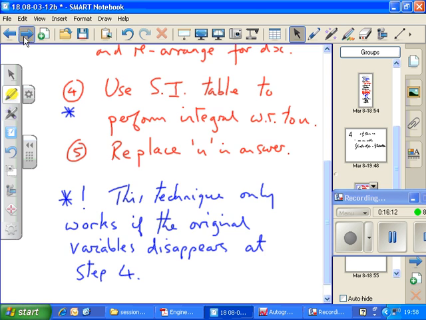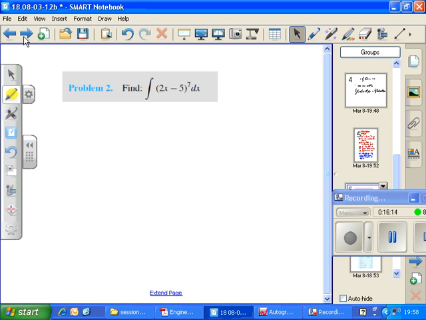So I wanted to look at another example and use this technique to do it. We'll do this one together, and then there's another one that you can work on together, and then I'll leave you with an exercise and we'll call it a night at that point. Okay, so step 1.